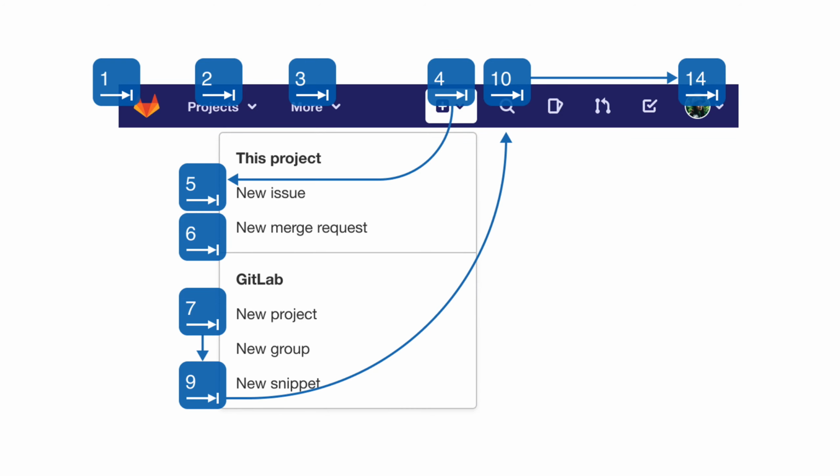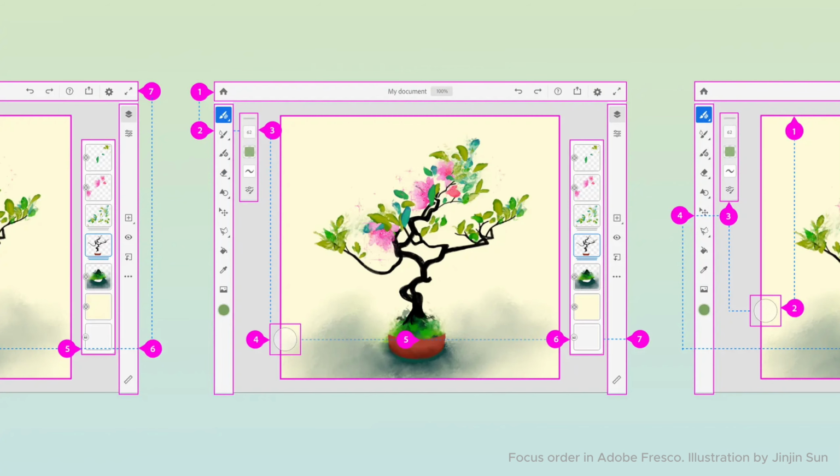Now let's talk about focus order. This feature allows you to annotate the keyboard tab order for interactive elements. It's especially useful for complex user interfaces, where it's important to create a logical flow for users who interact with UI using a keyboard or assistive technology.